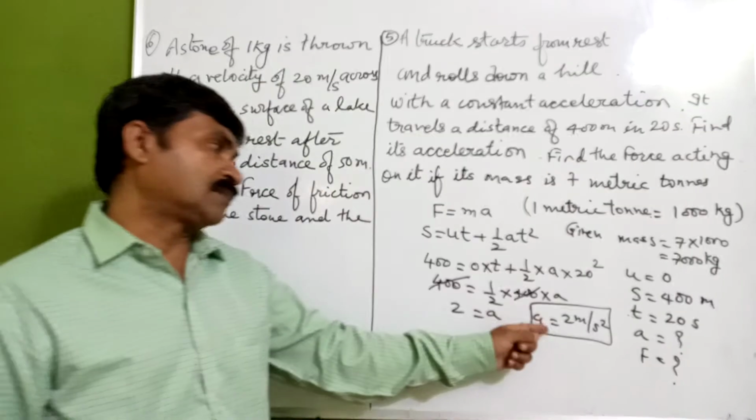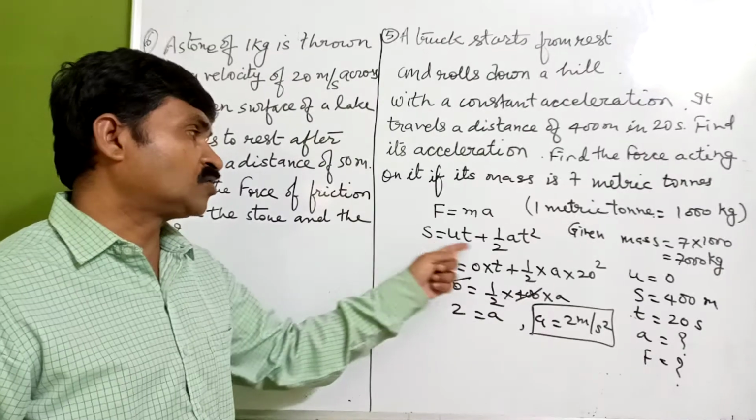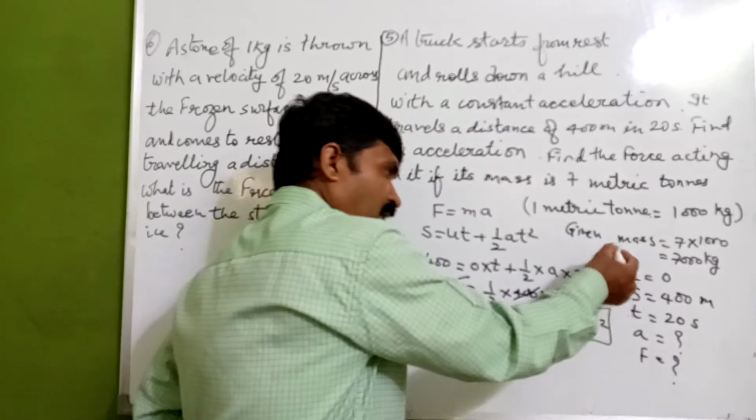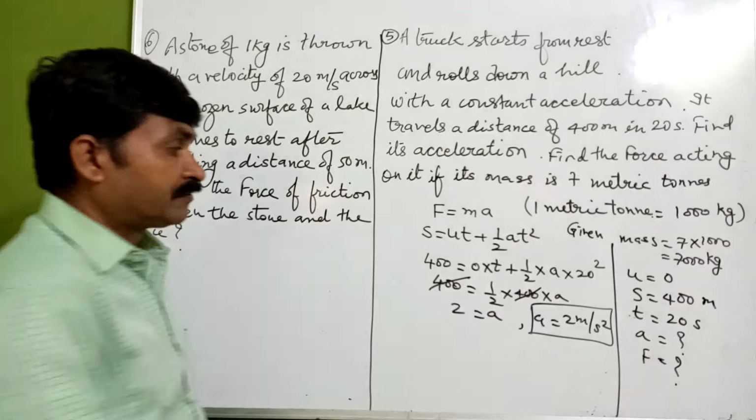ये first answer हमको मिल गया. हमने second equation of motion s is equal to ut plus half at square को use किया. We have substituted all the values. Okay. Now we have got this.